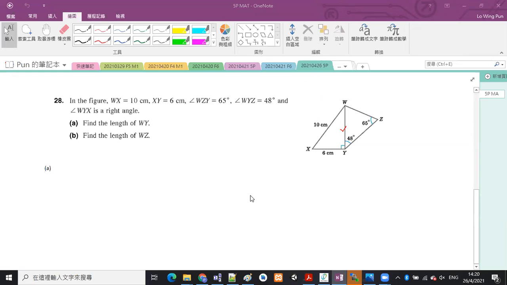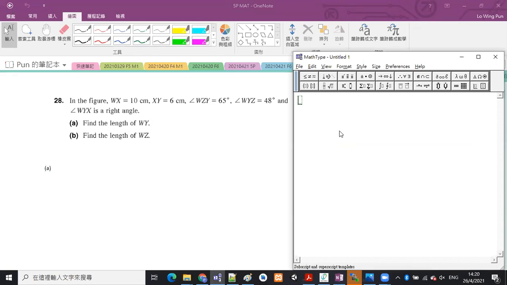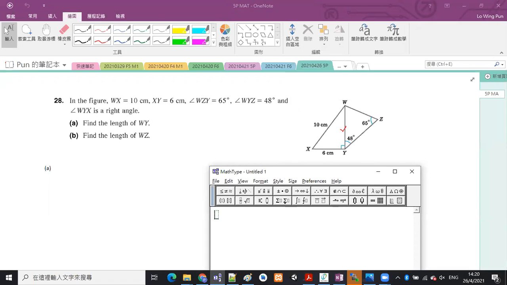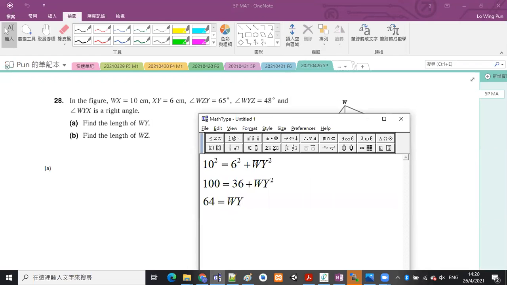Can you understand? So in triangle WXY, C square is equal to A square plus B square. So 10 square is equal to 6 square plus WY square. Okay, so 100 is equal to 36 plus WY square. And then subtract the 36 to the left-hand side, we have 64 equals WY square. And then take square root, so 8 is equal to WY. So WY is equal to 8 and unit is cm. So that is part A.